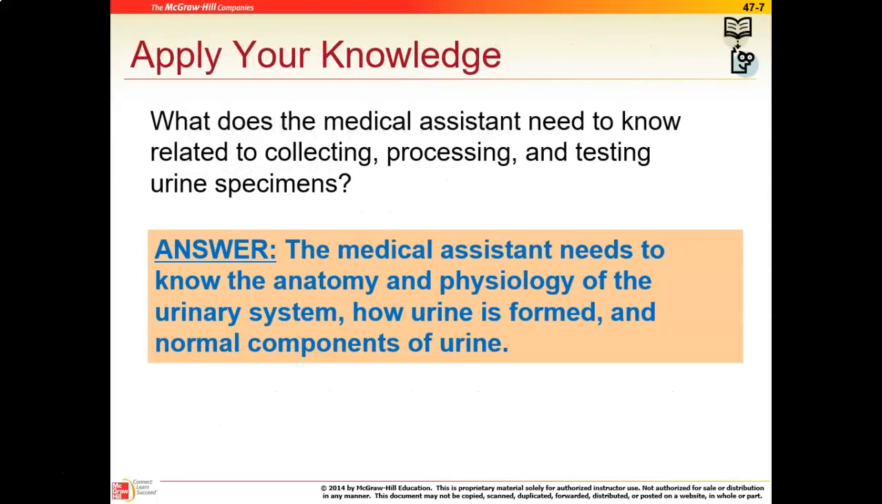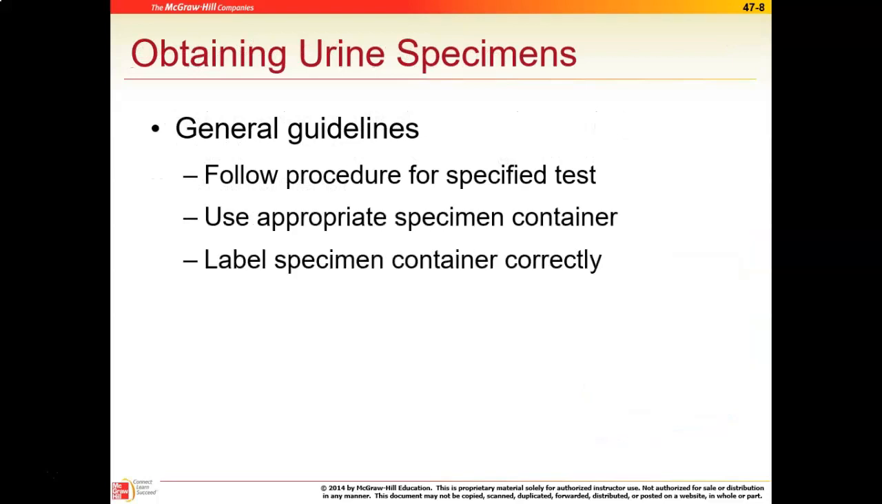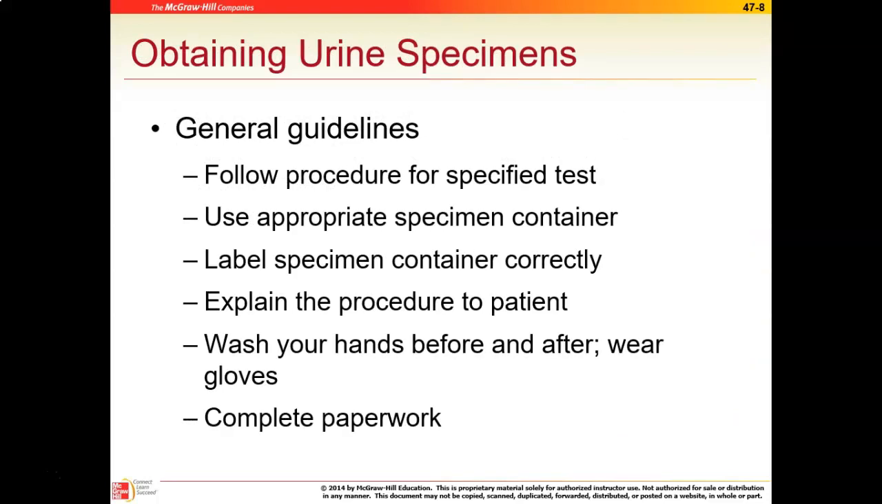All right, so what does a medical assistant need to know related to collecting, processing, and testing urine specimens? We need a good working knowledge of anatomy and physiology. We need to know how and why urine is formed, and then we need to know what is normal and abnormal as far as components of the urine go. Okay, so some things to follow. We're going to talk about some different urine tests, and there are 5 different ones that the book discusses. It's going to be important to know which one you're performing, and you're also going to need to know the proper instructions to give the patient, okay?